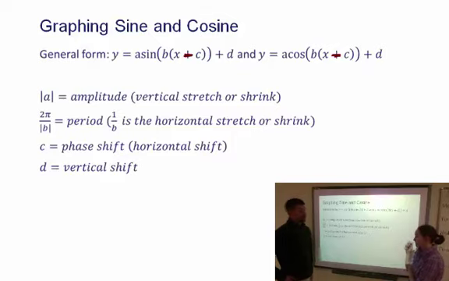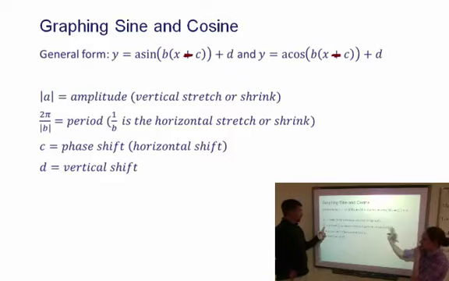And they're all important. The absolute value of A is the amplitude. We talked about what the amplitude was, but that also tells us the vertical stretch or shrink, which is what it does originally with a function. When you multiply it by something, it's a vertical stretch or shrink.